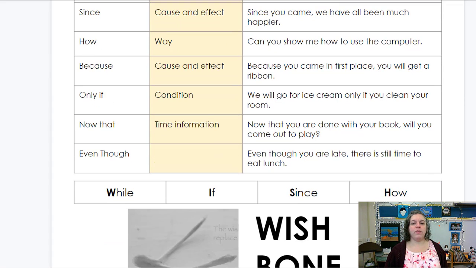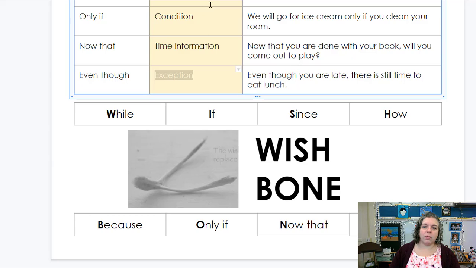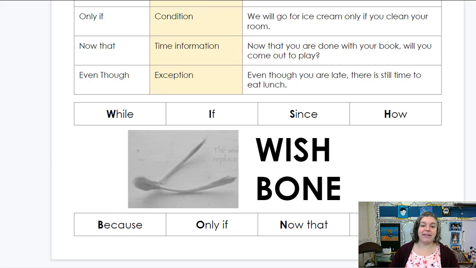Okay, moving on. Now that. "So now that you are done with your book, will you come out to play?" So that gives us time information. And that's followed by even though. "Even though you are late, there is still time to eat lunch," and that is an exception. Saying that these things are true, but even though these things are true, other things still can happen.